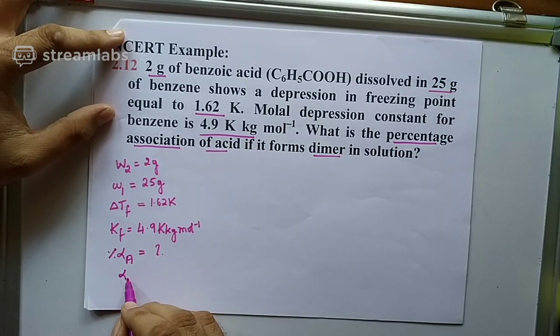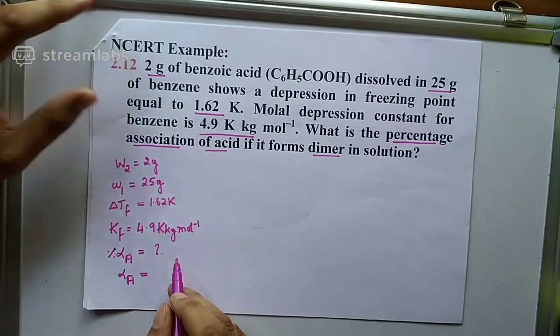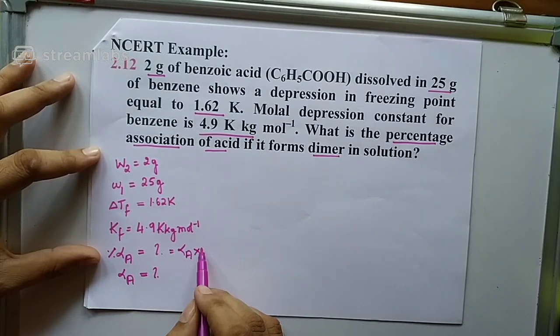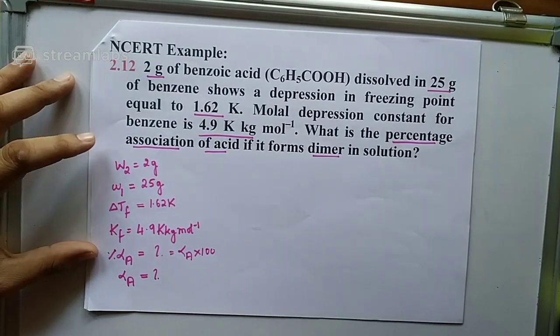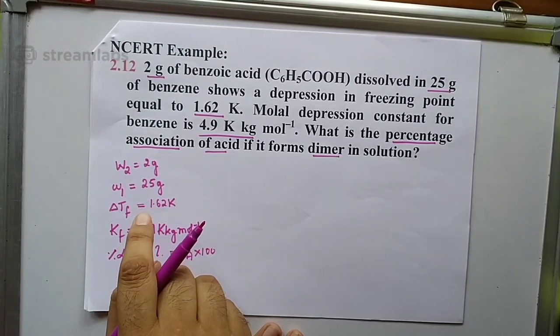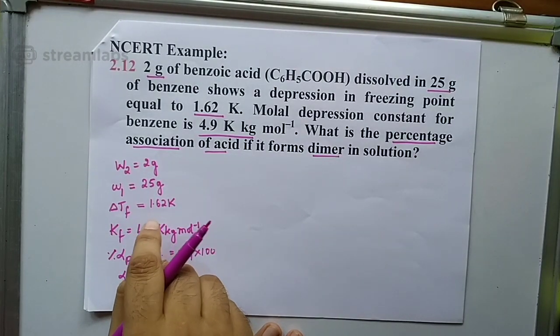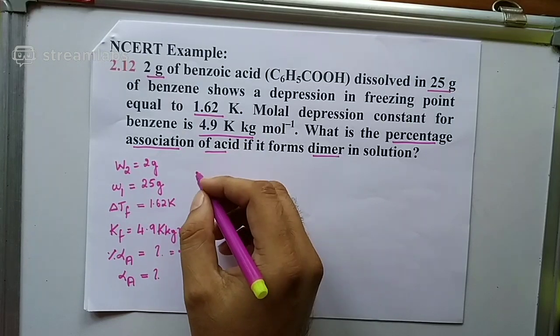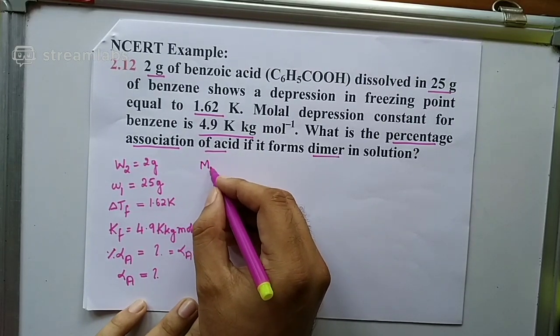For that we have to calculate what is alpha A. Alpha A is a question mark. So percentage of alpha is nothing but alpha A into 100. So we need to know the formula for calculating the percentage of alpha A. First we need to know the formula for alpha A. Now it is given that W2 is equal to 2 gram, W1 is equal to 25 gram, delta TF is given as 1.62, KF value is known. From these things we can calculate the M2 value.